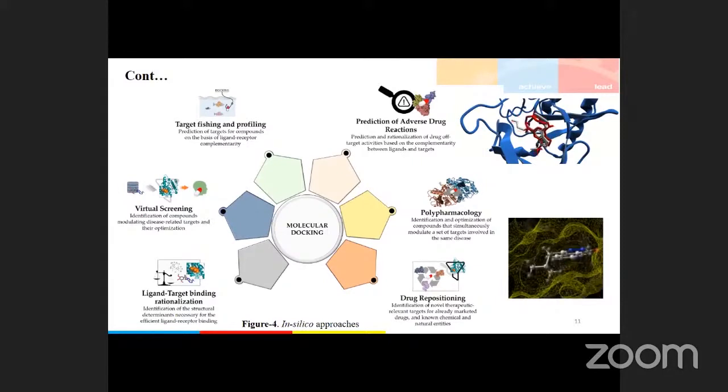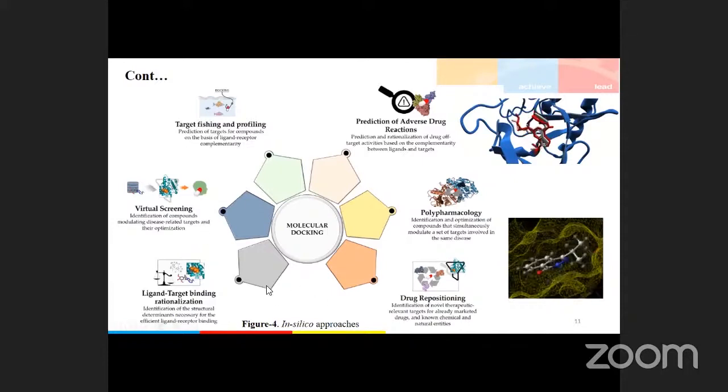These compounds will readily modulate the disease-related targets, and their optimization can follow. It can also be used for target fishing and profiling. Target fishing is, for example, when we have an active ligand but we don't know the exact target through which it is showing activity. In that case, we need to perform target fishing, which is nothing but prospective molecular target identification.